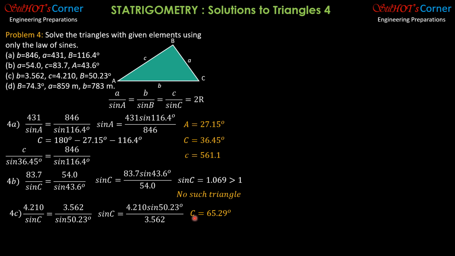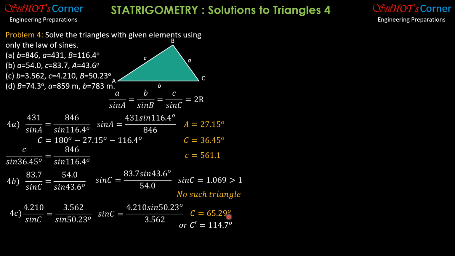So let's study if it is possible that there is an obtuse angle equivalent. Remember, sine of an angle is equal to sine of its supplement, sine of 180 degrees minus the angle. Since side C is longer than B and B is acute, there's a possibility that the other value of C is the supplement of this 65.29 degrees. So C prime is 180 degrees minus 65.29 degrees, and that is 114.71 degrees. So let's concentrate first on 65.29 degrees.